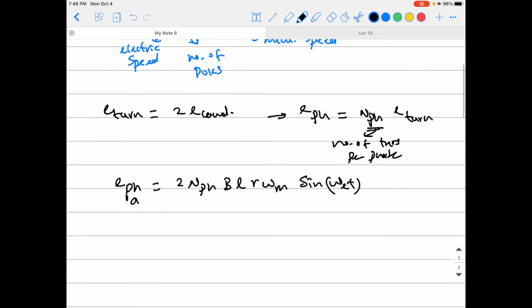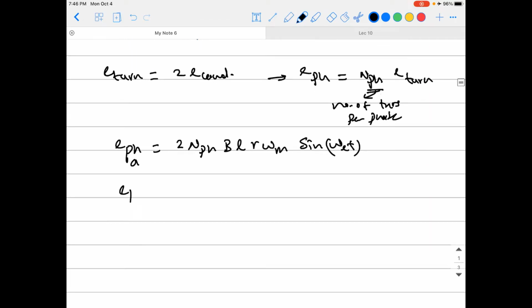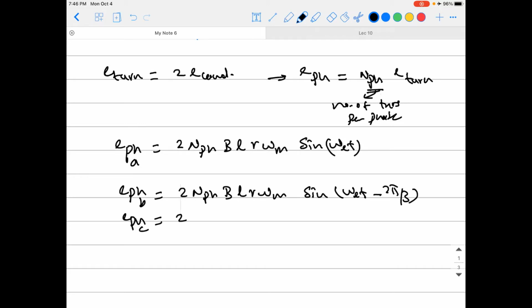Okay, guys, because we're talking about 3-phase machines, the induced voltage in the next one, which is phase B, will be the same magnitude, 2 N phase B L R omega m, but it has a 2 pi over 3 phase shift. And E phase C will be the same magnitude again, 2 N phase B L R omega m, but now it's sine omega e t plus 2 pi over 3, or minus 4 pi over 3, whatever you want.